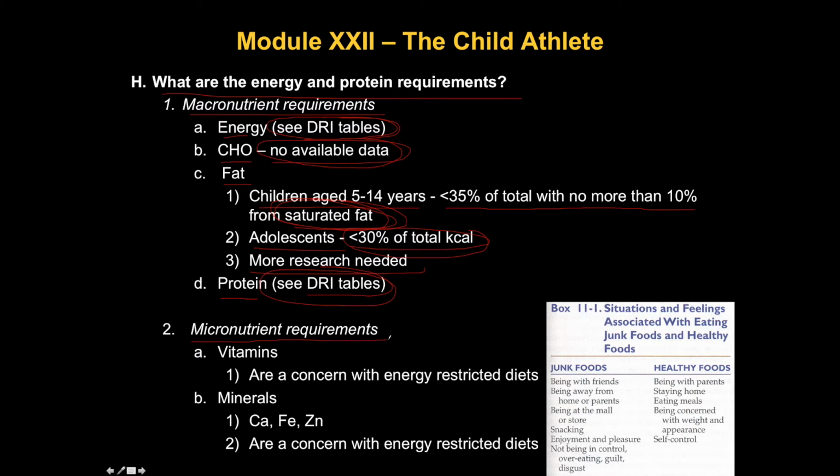For micronutrient requirements, vitamins we know are really only a concern when the diet is energy restricted. Other than that, adolescents in particular tend to consume quite a number of calories, so the likelihood of them getting all of their nutrients, particularly micronutrients, increases. Of course, there's always going to be a concern, particularly with the minerals here. Calcium, iron, and zinc can be problematic, but again, the energy restricted diets are the ones that we really want to pay attention to.